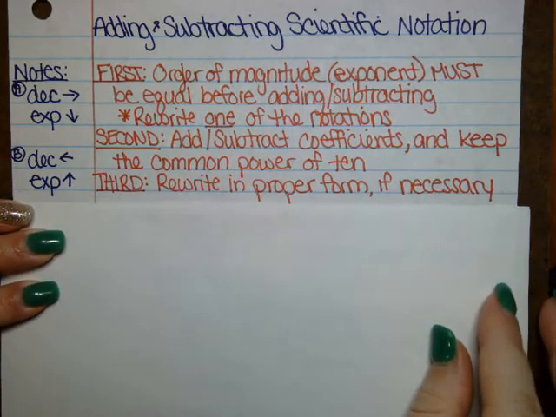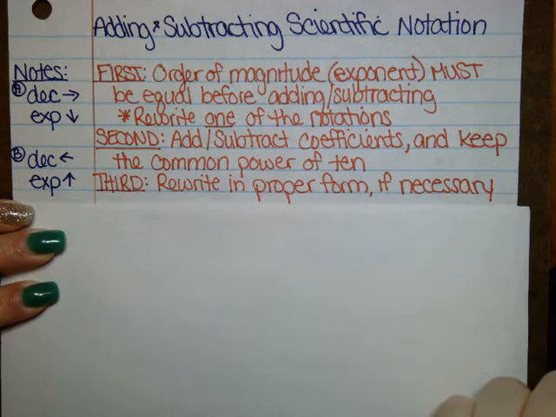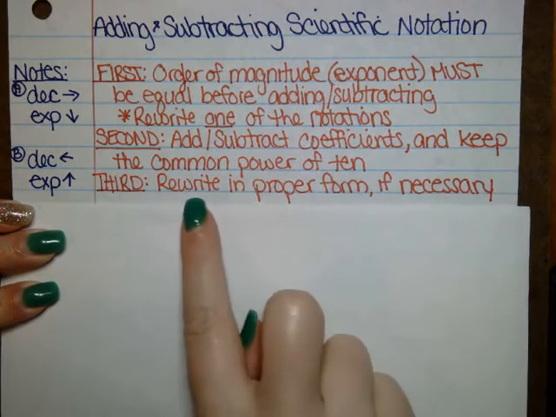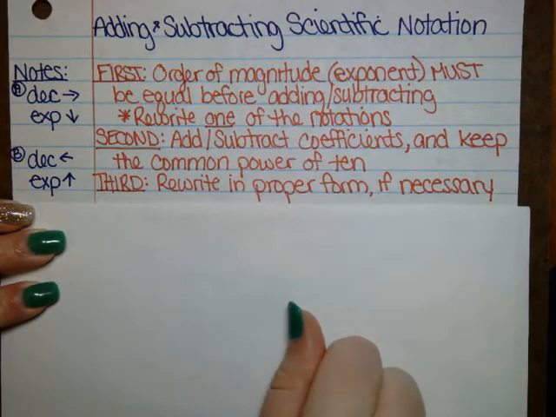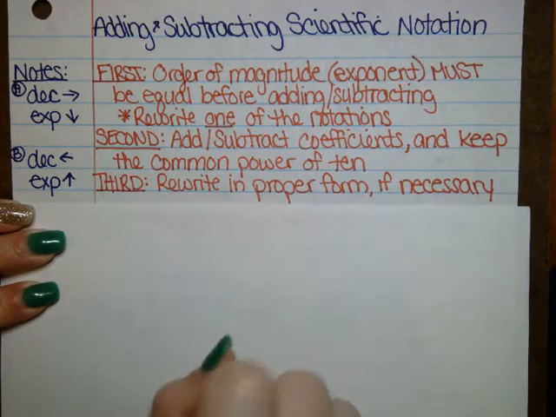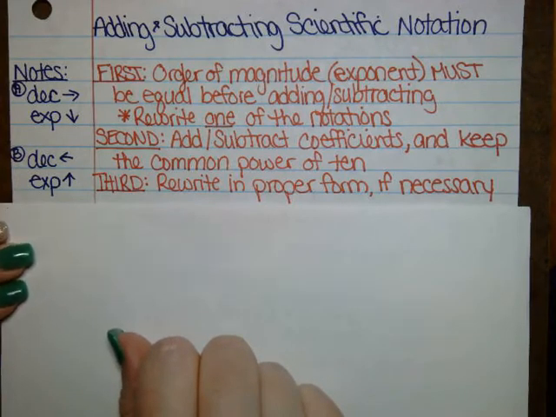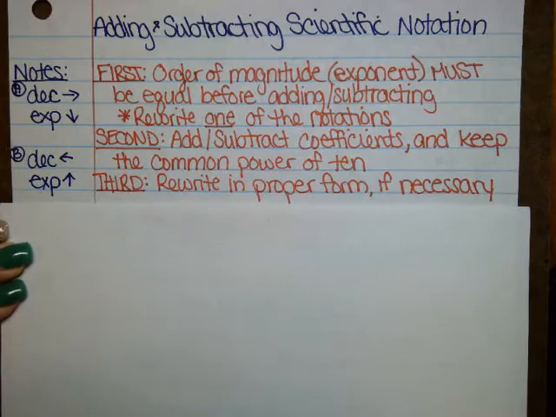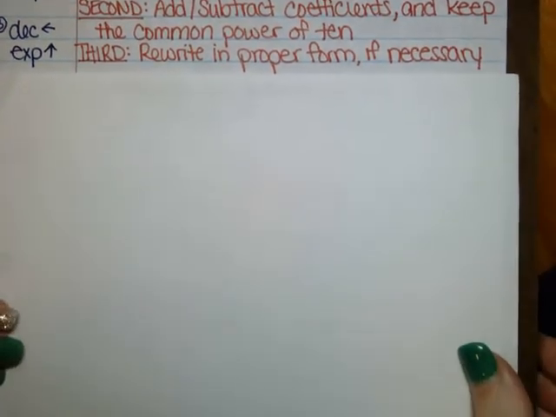Second, you're then going to add or subtract the coefficient depending on what the problem's telling you to do, and you're going to keep that common power of 10 that you found from that first thing. And finally, you're going to then rewrite it in proper form if necessary. Sometimes it's already written with your 1 value in front of your decimal place. Sometimes you'll have to rewrite it depending on which piece you change first.